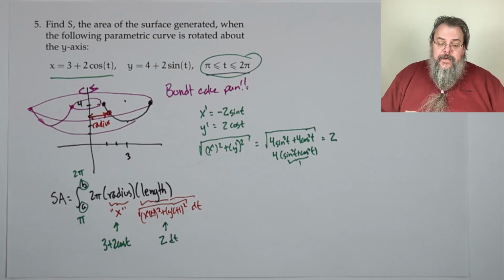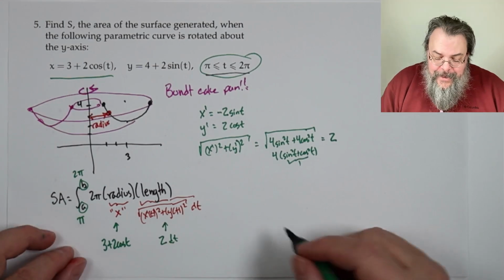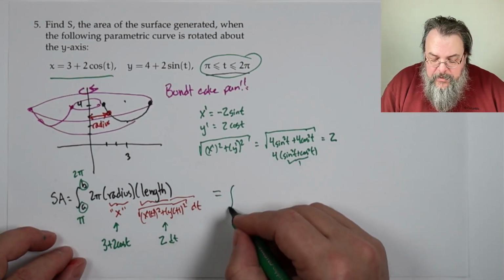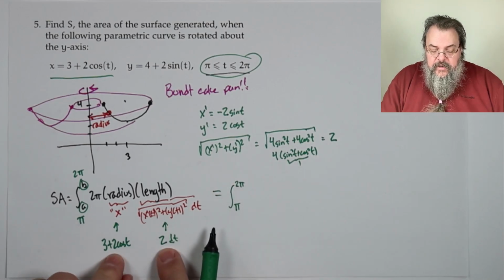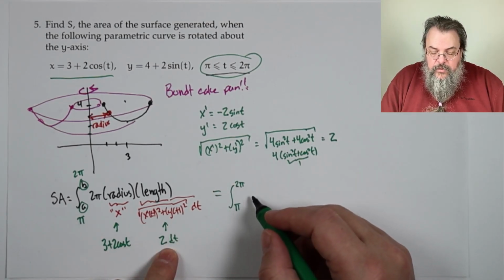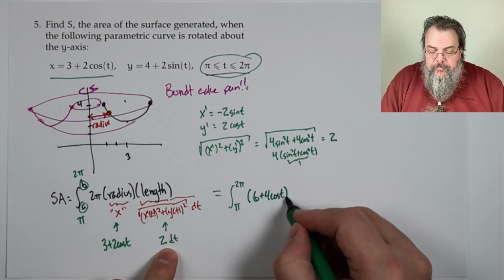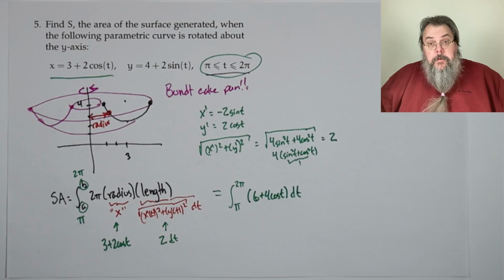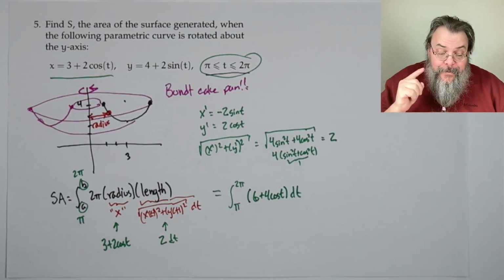And now, all of a sudden, this picture looked scary. But then we're up to here, and we're asked to integrate from pi up to 2 pi. And if you multiply these together, 3 plus 2 cosine t times 2, you get 6 plus 4 cosine of t dt. Well, great. We can do that, and we will.